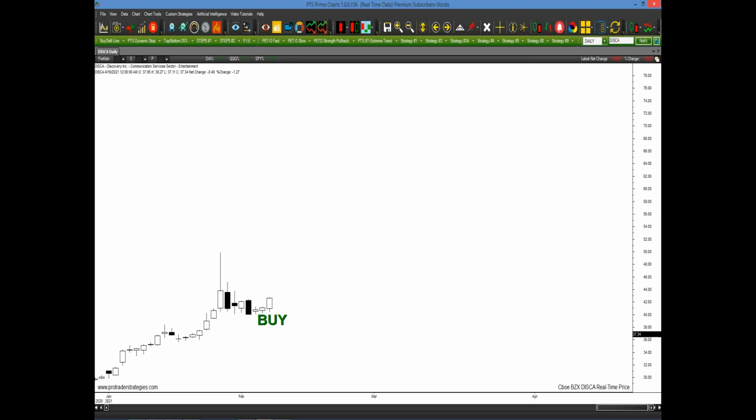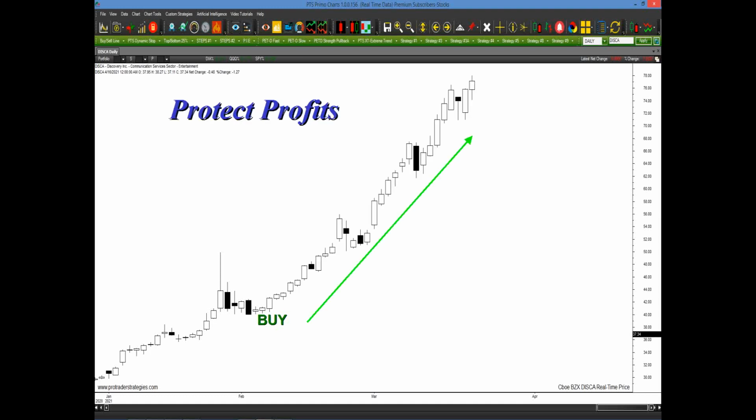For example, as we look at this chart here in DISCA, Discovery Inc. Let's say in February, a couple of months ago, your strategy, whatever it's based on, generated a buy signal, okay? And look what happened. You have a really nice gain here in the price of the stock, and you're still in it. Therefore, you want to have a stop order that is trailing or at least raising itself so you can protect these profits. You don't want this to all of a sudden go straight down and for you to turn that nice profit you have into a big loss. So that's the first function, to protect your profits.